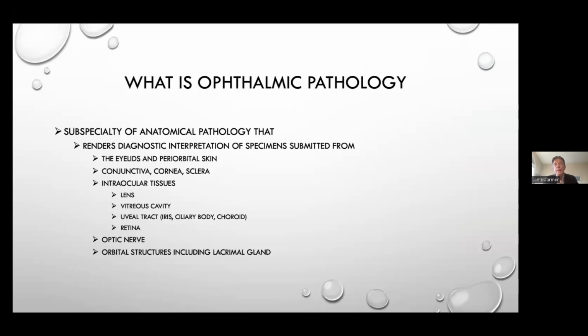So what is ophthalmic pathology? It is a subspecialty of anatomic pathology that renders diagnostic interpretation of specimens from the eyelids and periorbital skin, conjunctiva, cornea, and sclera, intraocular tissues, which include lens, the vitreous cavity, the uveal tract, which consists of the iris, ciliary body, and choroid, the retina, also the optic nerve, and then orbital structures, which include the lacrimal gland.